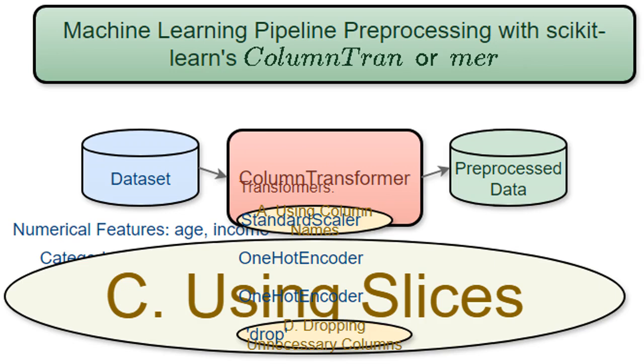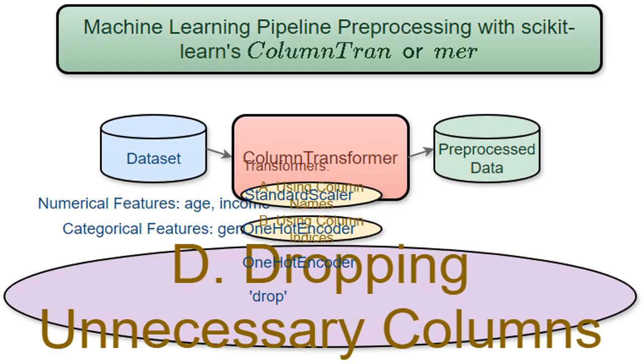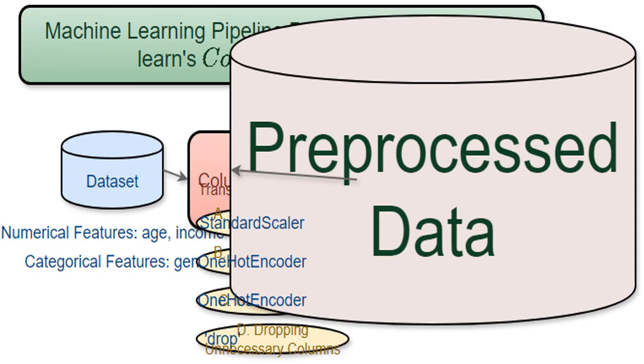I can select a range of columns using Python's slice object. This is useful for selecting consecutive columns. If I have a column I don't need, I can explicitly drop it using the drop transformer. The output is a preprocessed dataset that's ready for a machine learning model.